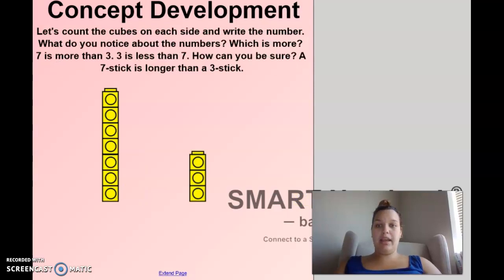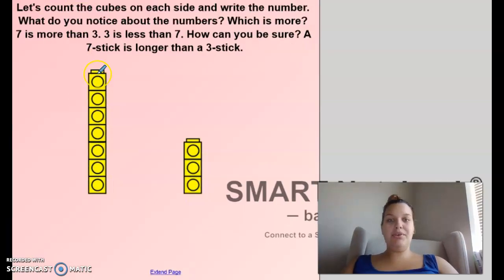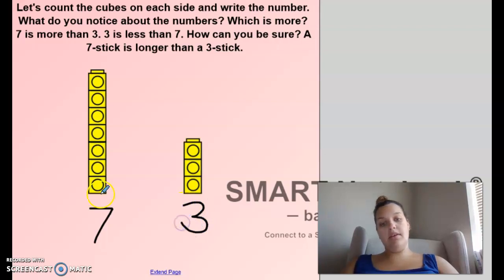Okay. We're going to count the cubes on each side and then write the number underneath the cube. Can you help me with that? Great. So here we go. 1, 2, 3, 4, 5, 6, 7. I'm going to write a 7. And then how many does this have? 1, 2, 3. So we have 7 here and we have 3 here.